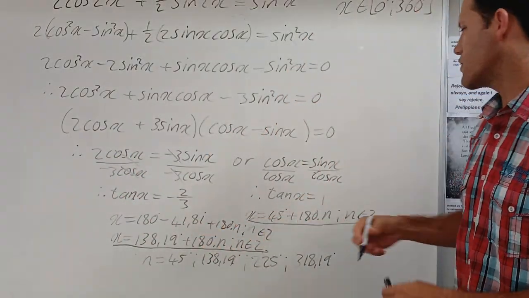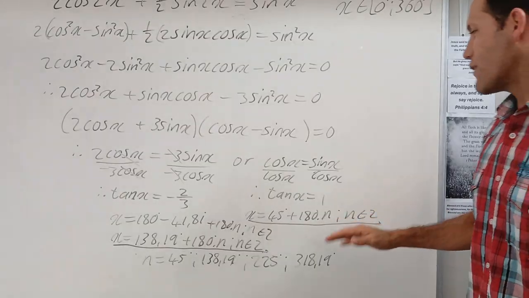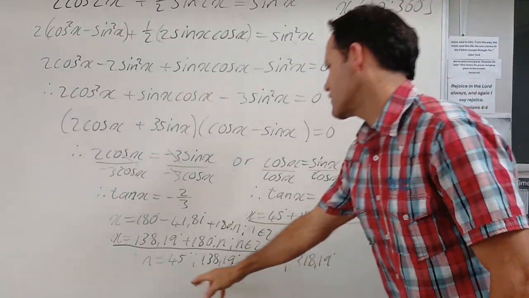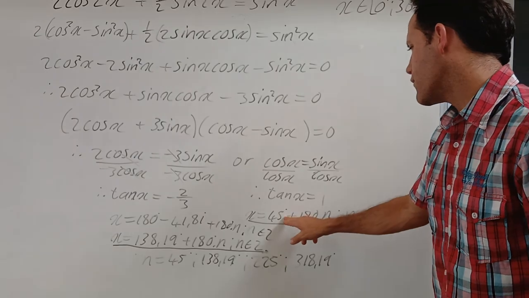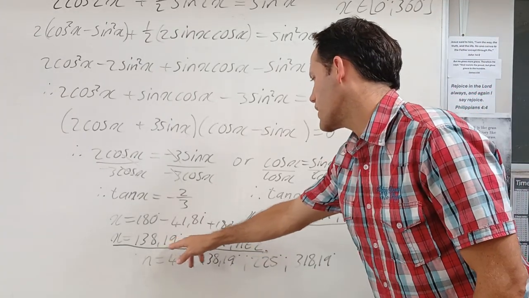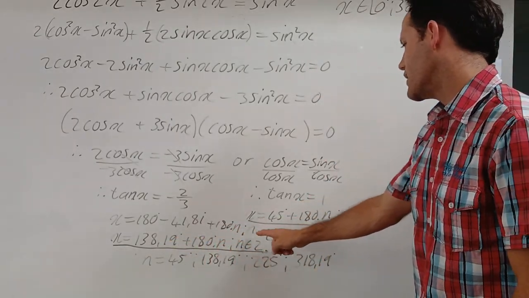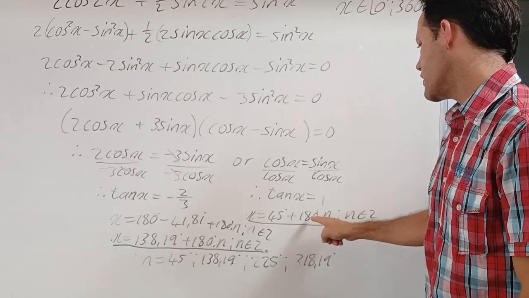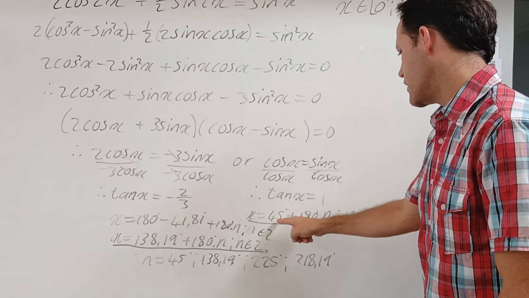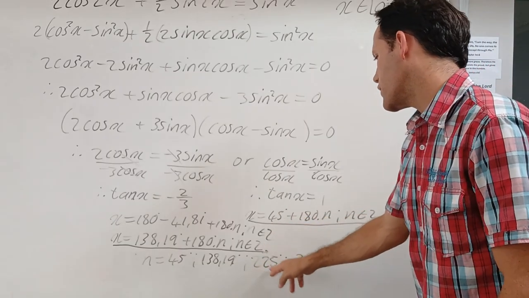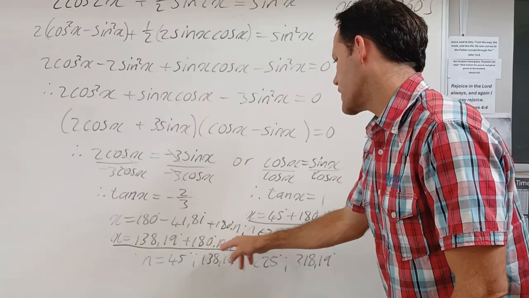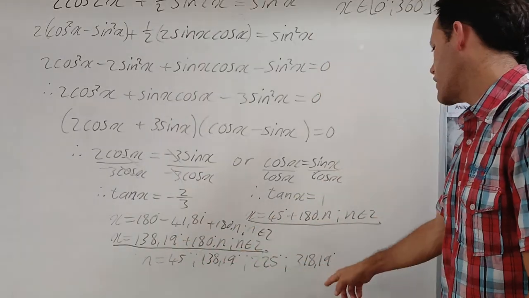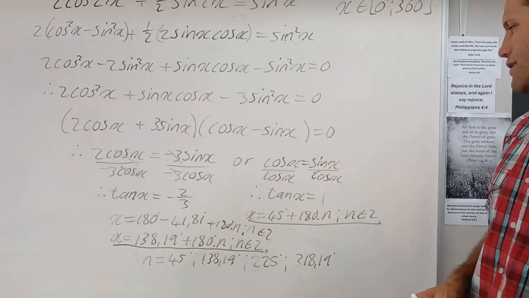And then the specific solutions between 0 and 360 would be 45 and 138,19. And then when you put 1 in the place of n, 180 times 1 is 180 plus 45 is 225. Put 1 in here, it's 180 plus this gives you 318,19. Then you've got all your specific solutions.